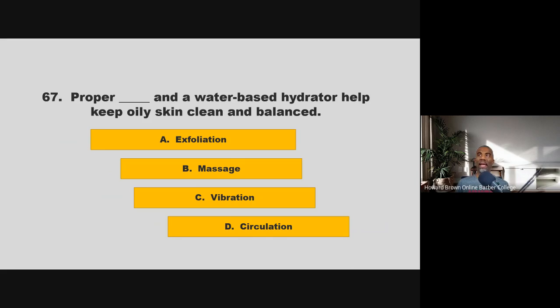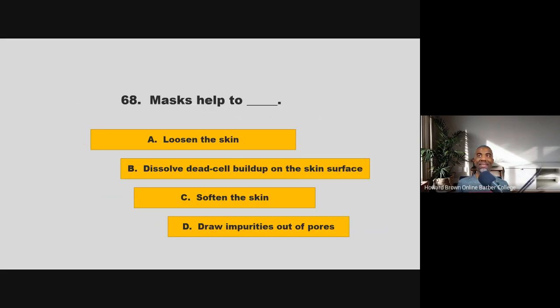Proper blank and a water-based hydrator help keep oily skin clean and balanced. Is it exfoliation, massage, vibration, or circulation? If you chose A, exfoliation, you are correct.